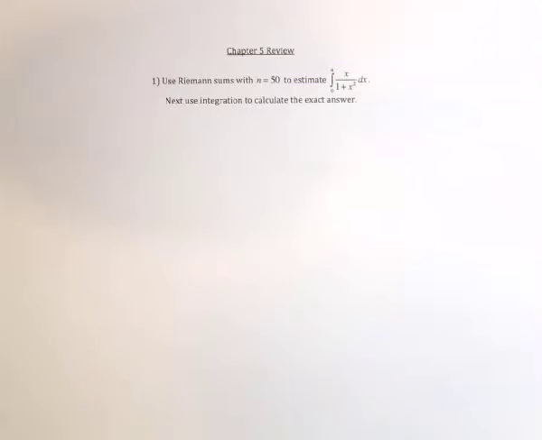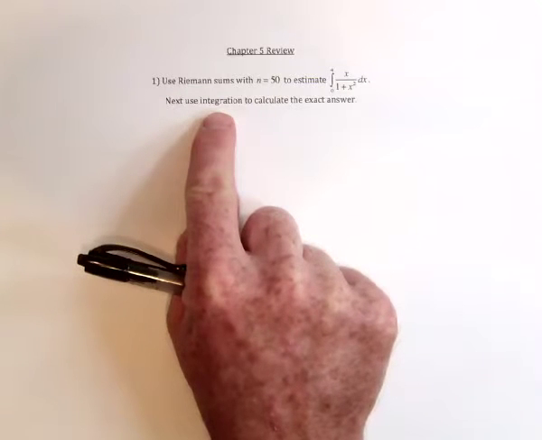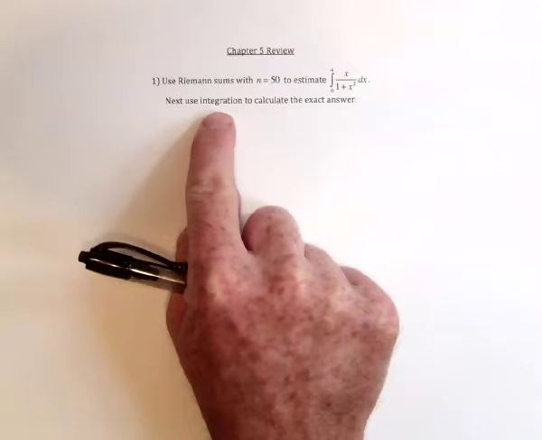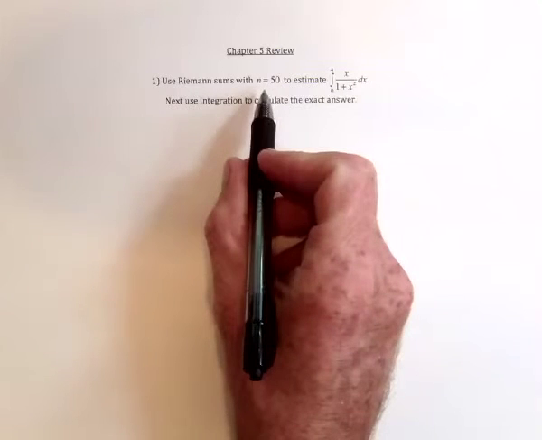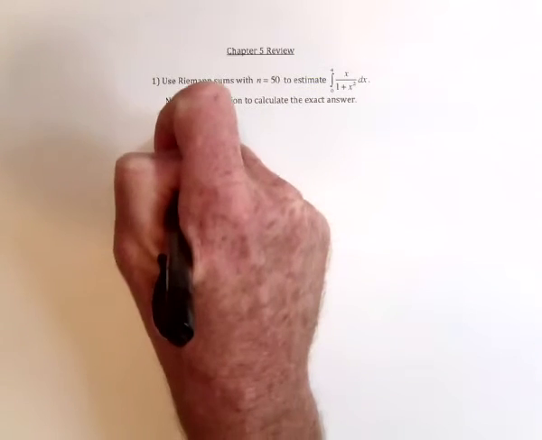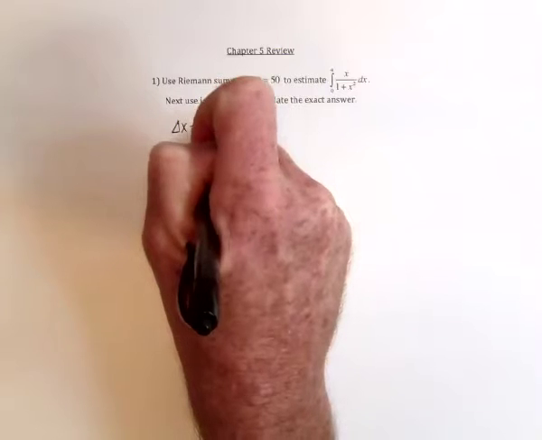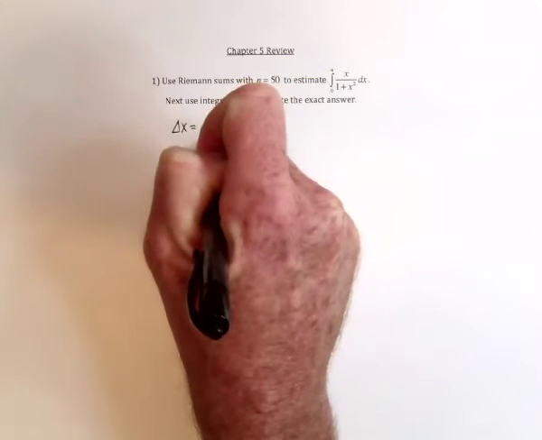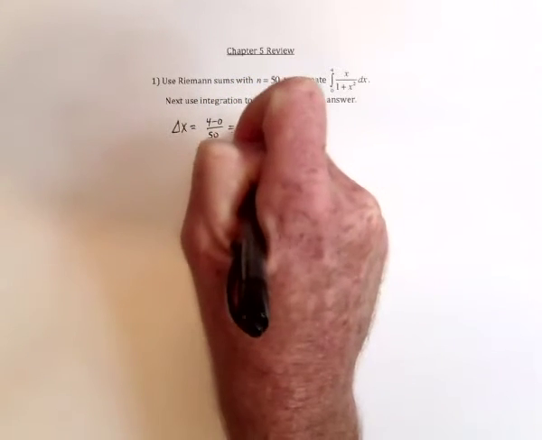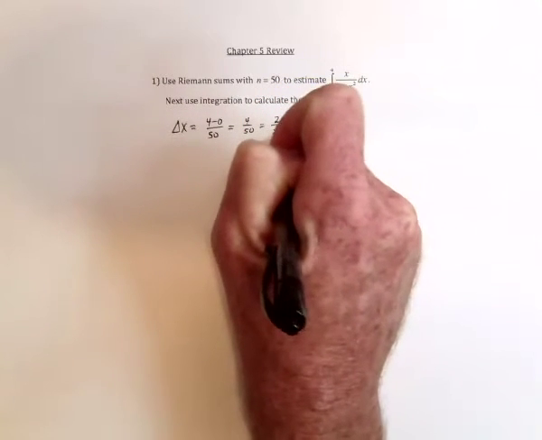So this one problem begins with Riemann sums, which we did at the beginning, and then integration, which we did at the end of the chapter. Divide the interval from 0 to 4 into 50 pieces. The size of each one, delta x, is going to be 4 minus 0 over 50, so 4/50ths, or 2/25ths.